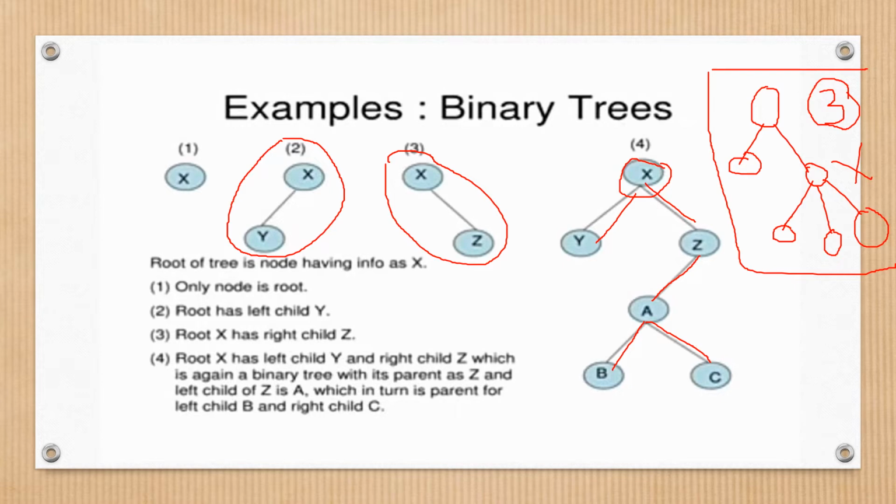Root of the tree is x. In the first one, only one node is root, and it doesn't contain any child, means 0 children, so it is a binary tree. Root has left child, it contains only one child. Here also it contains right child and only one child. The root x has left child and right child z, which is again a binary tree with its parent as z, and left child a, which is turned a parent for left child b and right child b. So these four examples are binary trees.